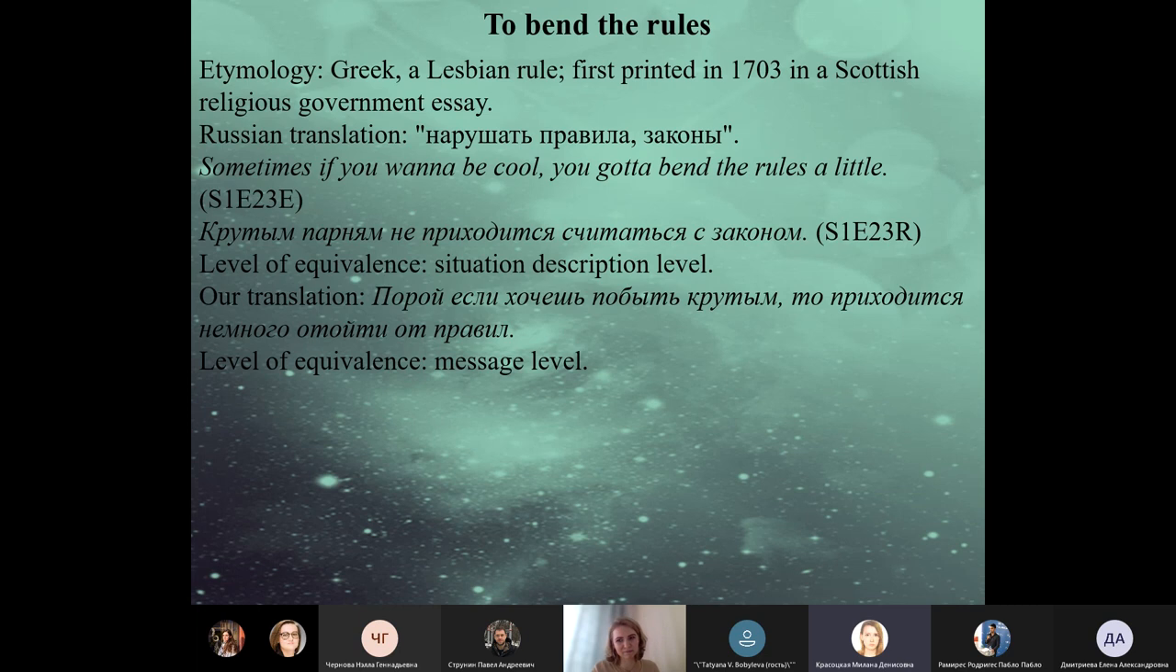In order to preserve the colloquial coloring, we have omitted the subject in the clause you. However, its presence can be traced back by the person and the number of the verb «хочешь», second singular. There is no equivalent idiom in the Russian language that would fully cover the mental image of our phrase, but we have found the analog expressions «нарушить правила», «отойти от правил». Thus, we have achieved the message level.